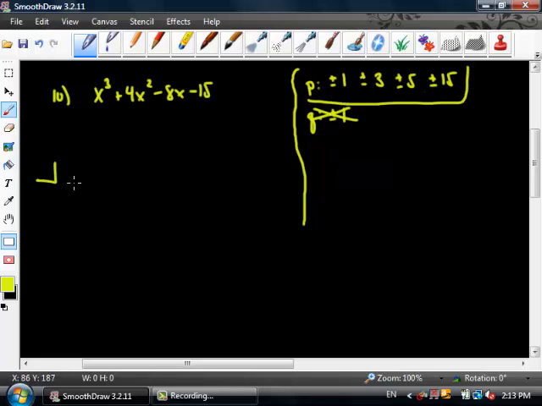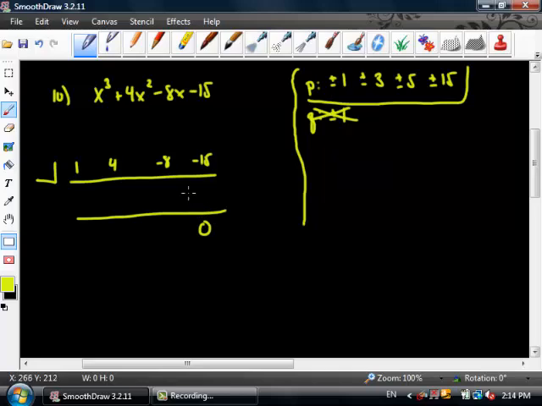Now, we are going to synthetically divide this thing. I'm going to use my coefficients 1, 4, negative 8, negative 15. And remember, when we do synthetic division using rational zeros, we are hoping for a remainder of nothing. So let's just start guessing.